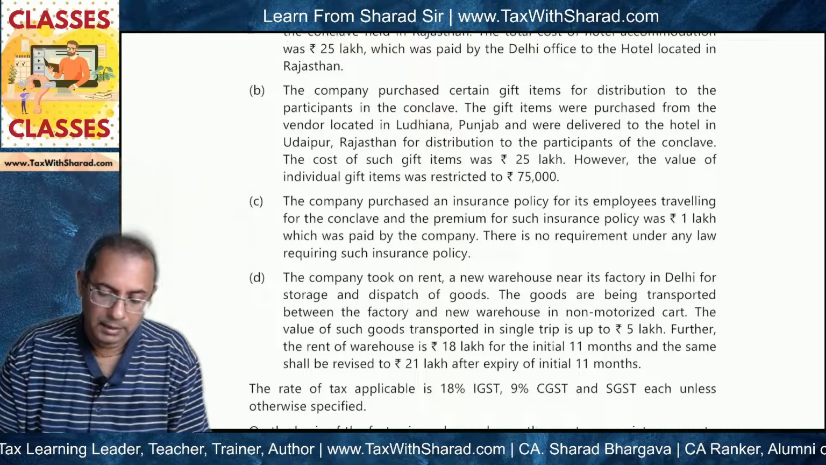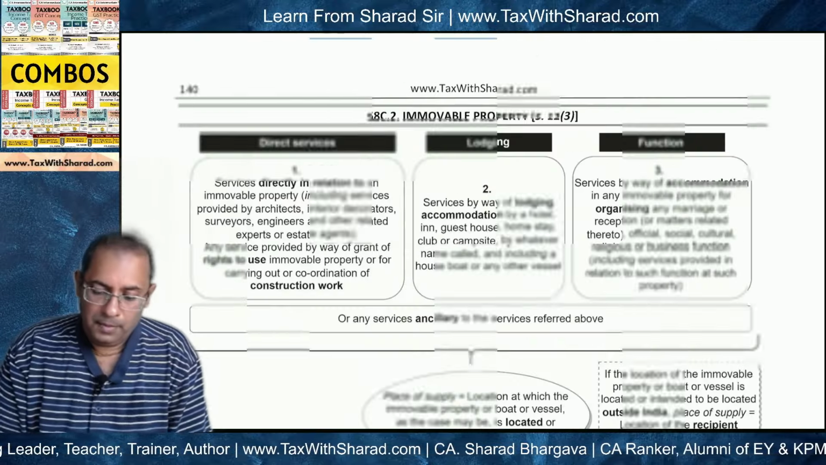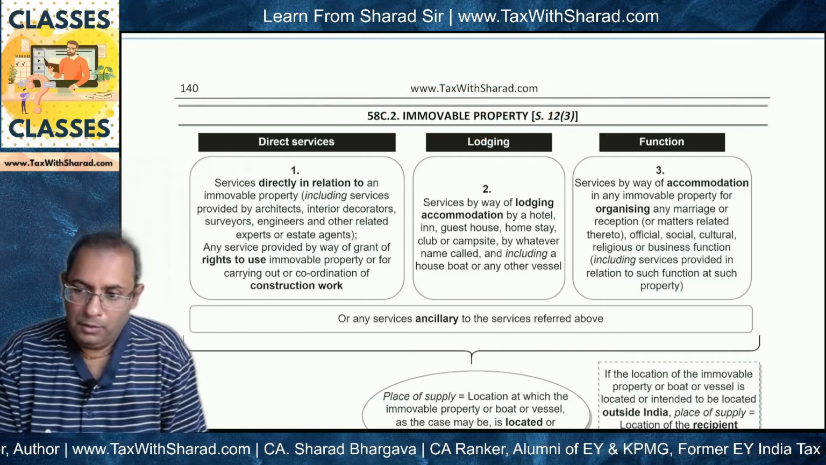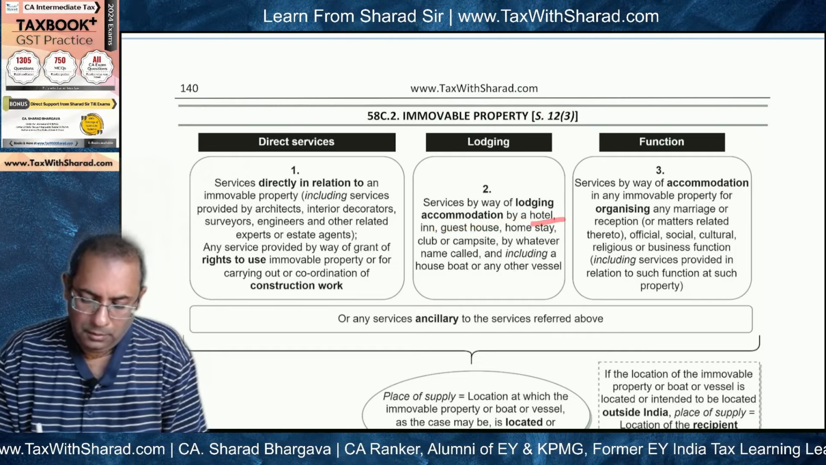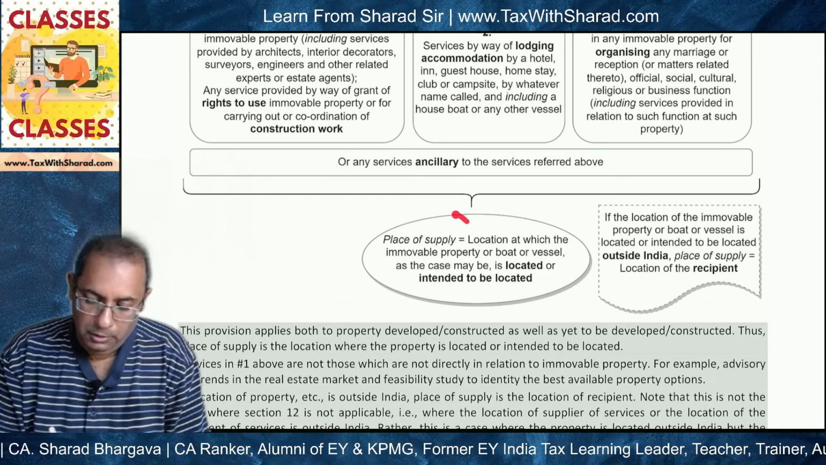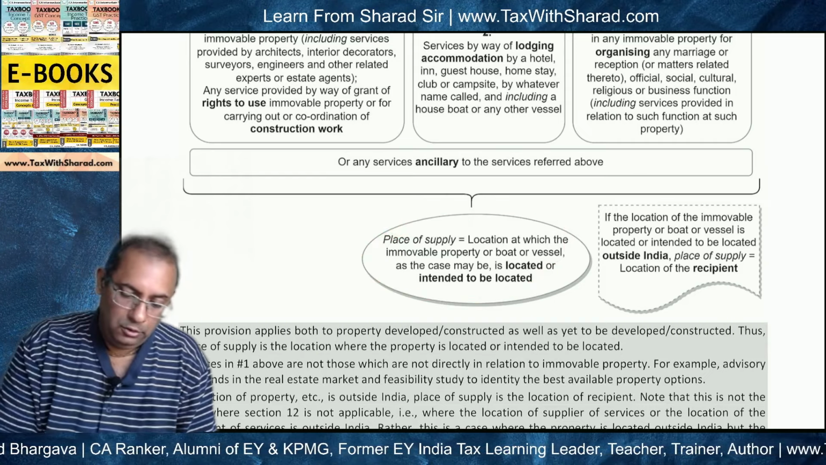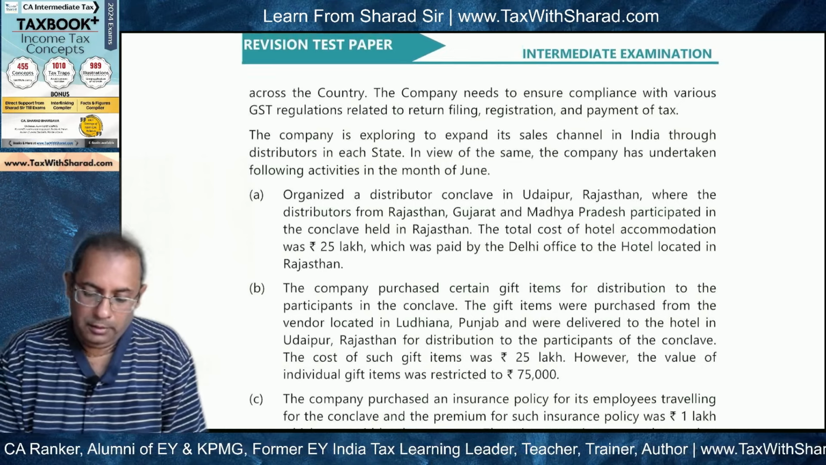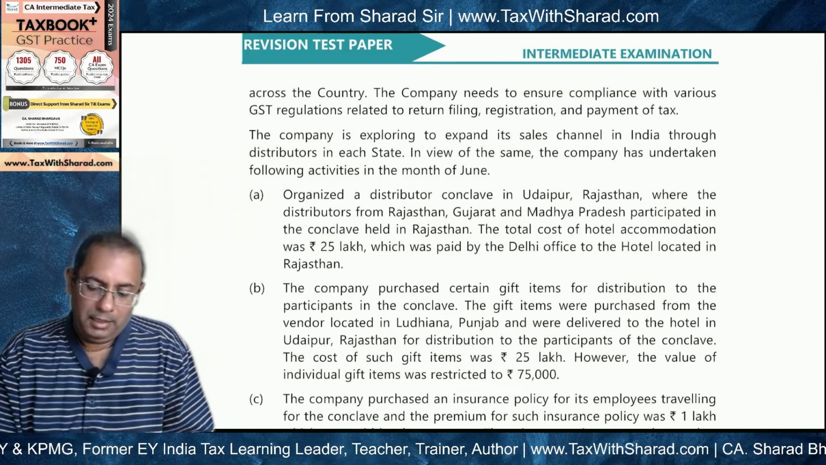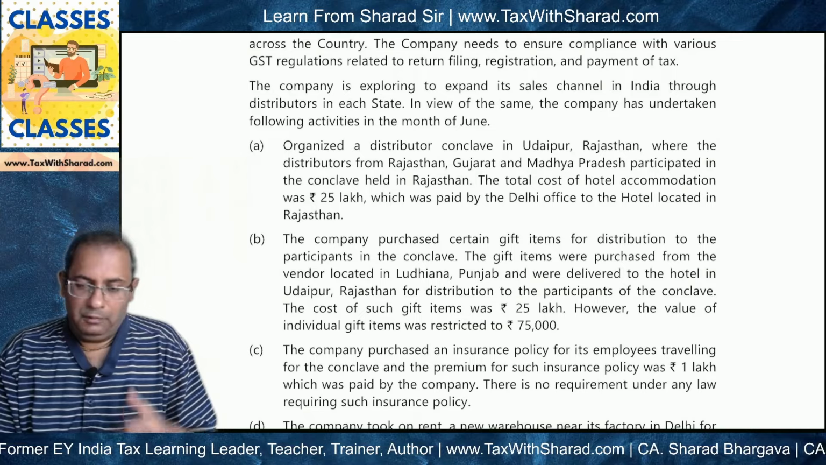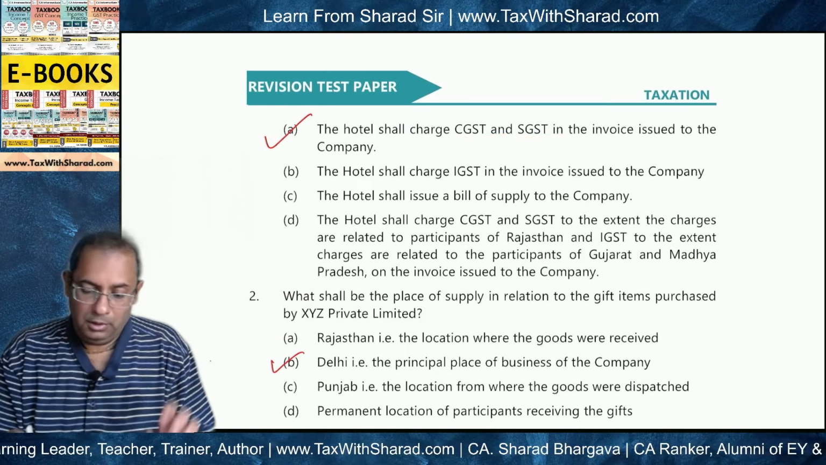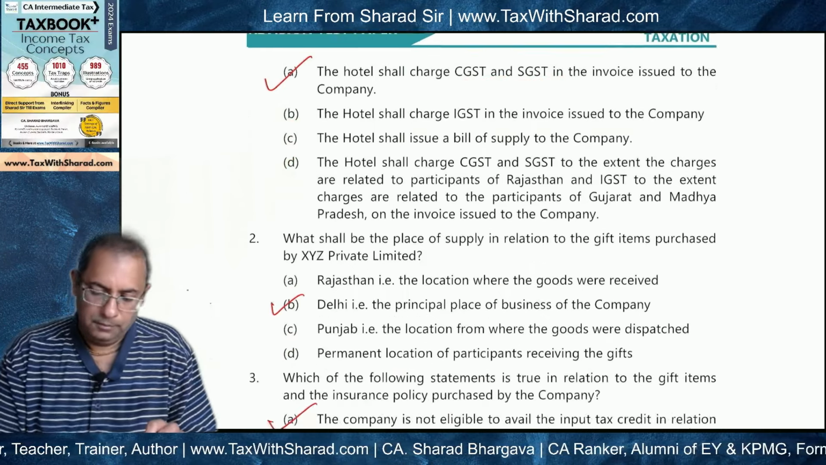And what will be the place of supply in this case? For that, we need to look at this chart pertaining to place of supply for immovable property, lodging. Services by way of lodging or accommodation by a hotel. Place of supply is the location at which the immovable property is located or intended to be located. So the immovable property, that means the hotel, is located in Rajasthan, and the place of supply is therefore Rajasthan. The place of supplier is also Rajasthan. So that means it will be an intrastate supply, and therefore the hotel shall charge CGST and SGST in the invoice issued to the company. All other options will be incorrect.